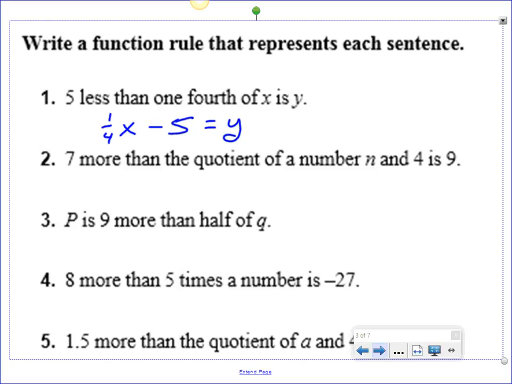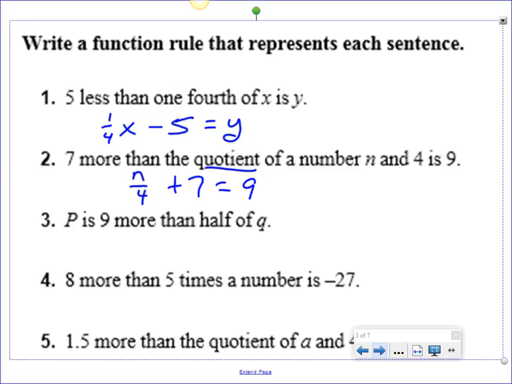Next one says 7 more than the quotient of n and 4 is 9. 7 more than, so we're going to be adding on 7. We're going to be adding on 7 to the quotient of n and 4. So quotient means to divide, means we're dividing n and 4. So n divided by 4 plus 7 is 9.